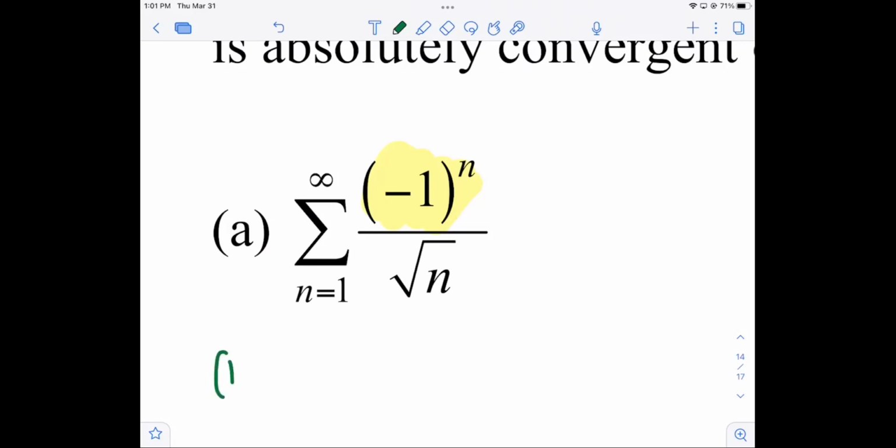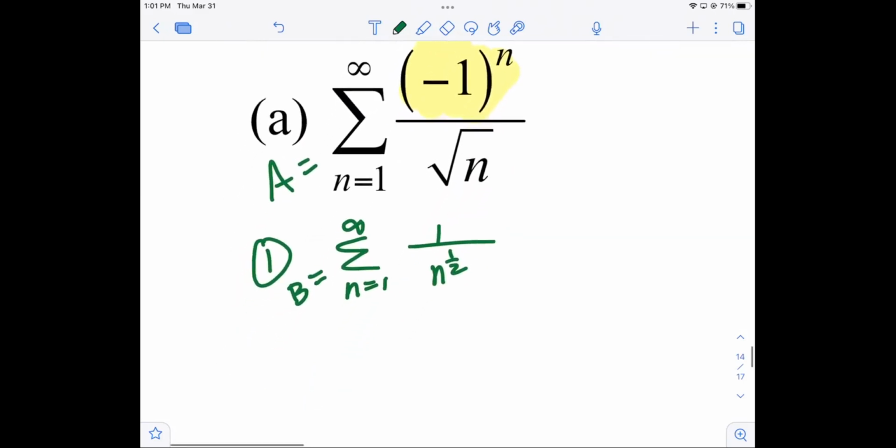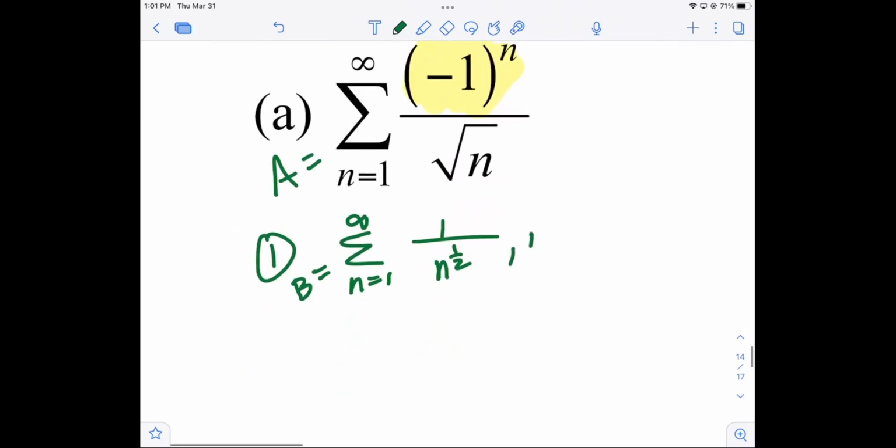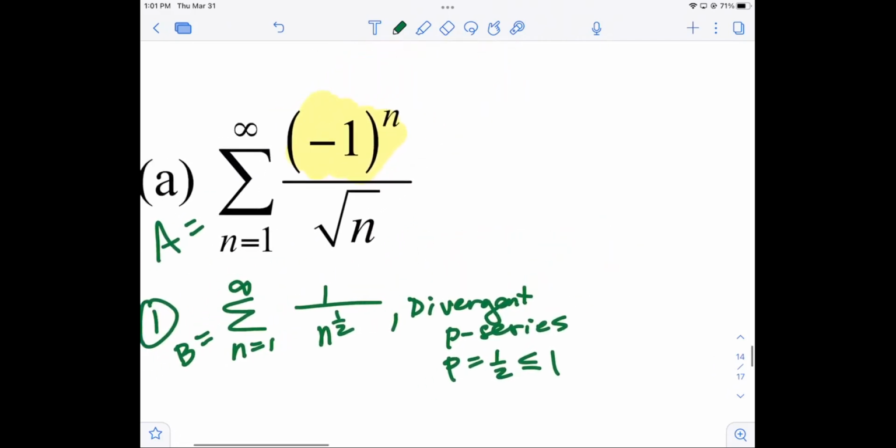So number one, let's just redefine this guy to be without the alternator, 1 over the square root of n, which is n to the 1/2. We'll call this guy A, we'll call this guy B. Does this guy converge? No, this is your divergent P series with P equal to 1/2, which is less than or equal to 1. So is this going to be absolutely convergent? No, he's not going to be absolutely convergent.